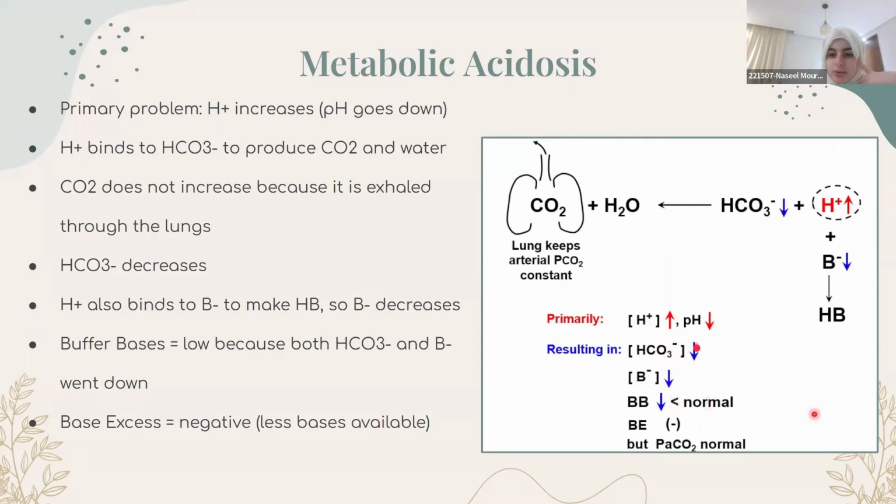What happens in the body is that the bicarbonates will go down, the B minus would also go down because you're binding the H plus. The buffer bases decrease less than normal, and your base excess would be negative. And what does it mean, base excess of negative? It means that the difference in buffer bases from the normal value, the buffer bases are lower than the normal. So this means you're going into acidosis. Okay?